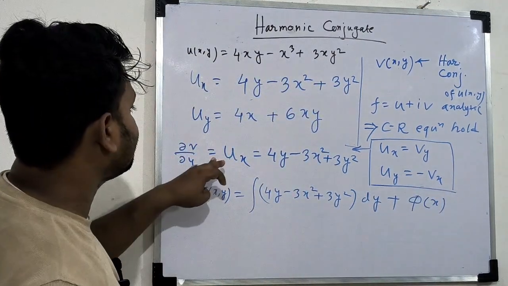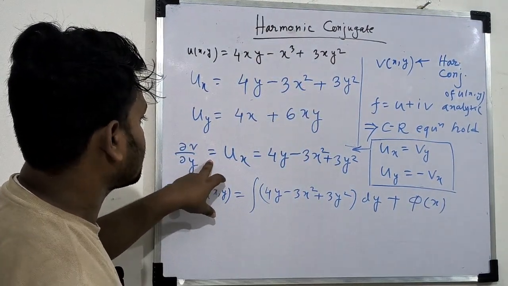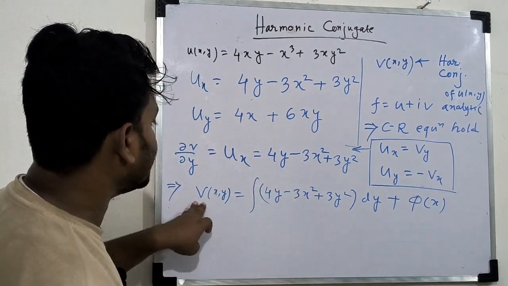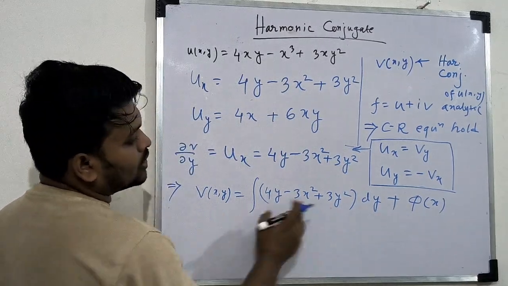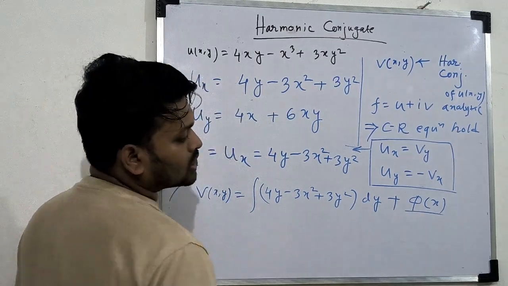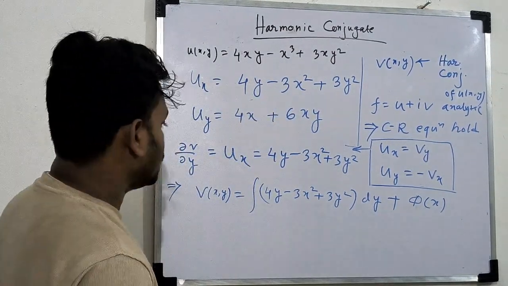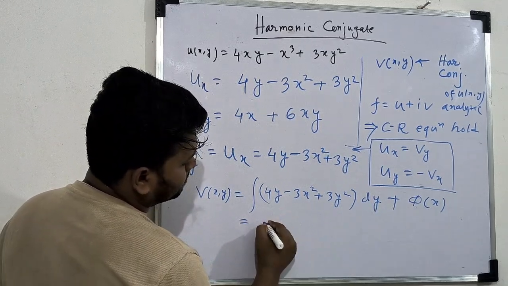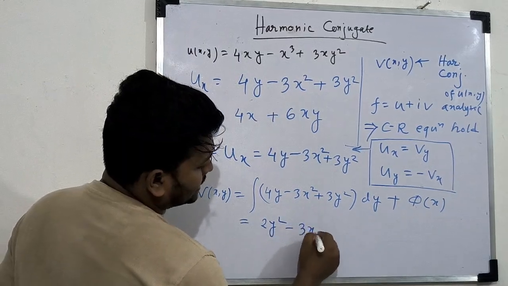Whenever we obtain this line by integrating both sides, we get v of x, y as the integral of this, and as this is a function of x, y and we are integrating with respect to y, a constant term that is a function of x will be added. So with respect to y, this will be 4y square by 2, that is 2y square, minus 3x square.